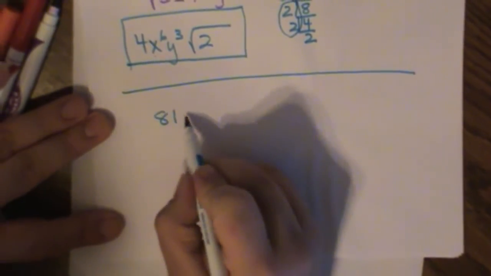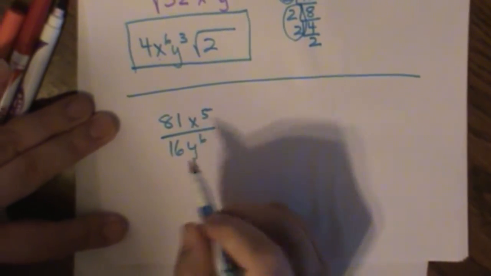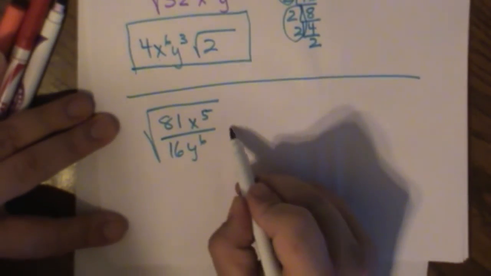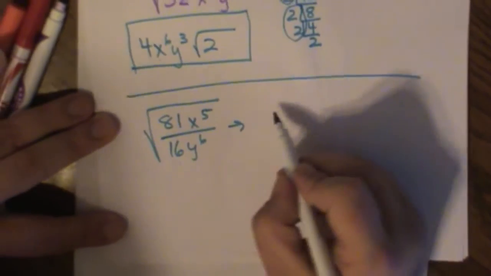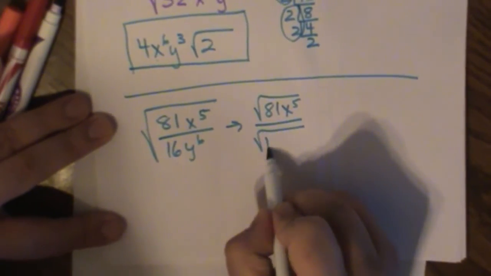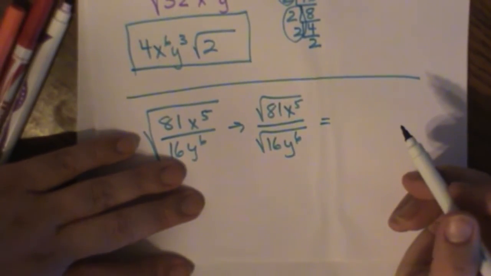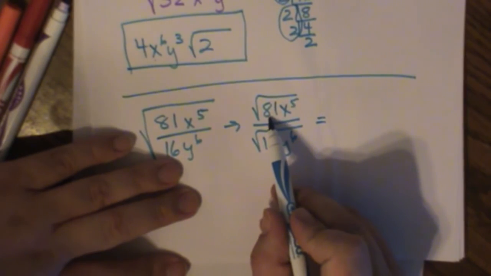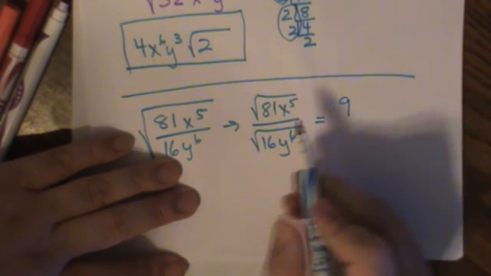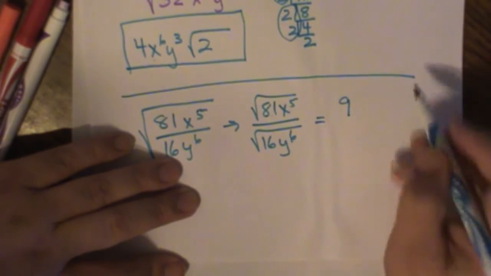We've got 81 x to the 5th over 16 y to the 6th, and we're taking the square root of that. We could break these apart and make a square root on the top and a square root on the bottom. Now all we have to do is ask, what is the square root of what's inside? The square root of 81 is 9. And then really we want to divide that by 2.